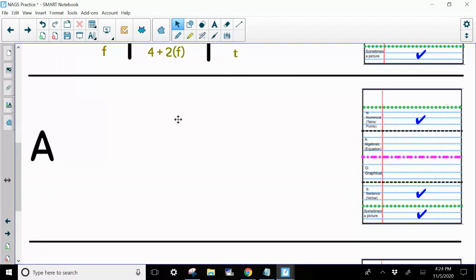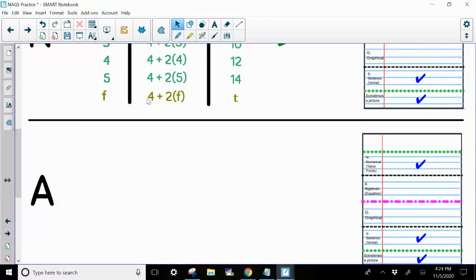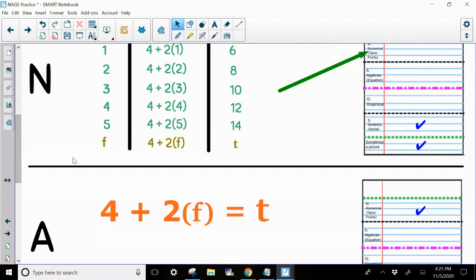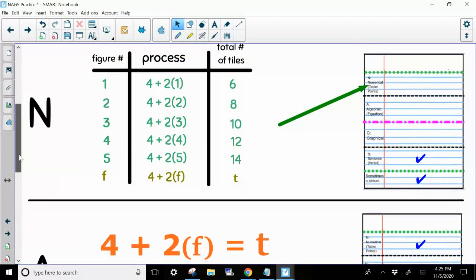All right, next, we have our algebraic. And up here, we wrote it out, 4 plus 2 times f, right? And it is equal to the total number of tiles. So this would be our algebraic rule. 4 plus 2f is equal to t. And remember, all I did, I pulled this from our table from above.